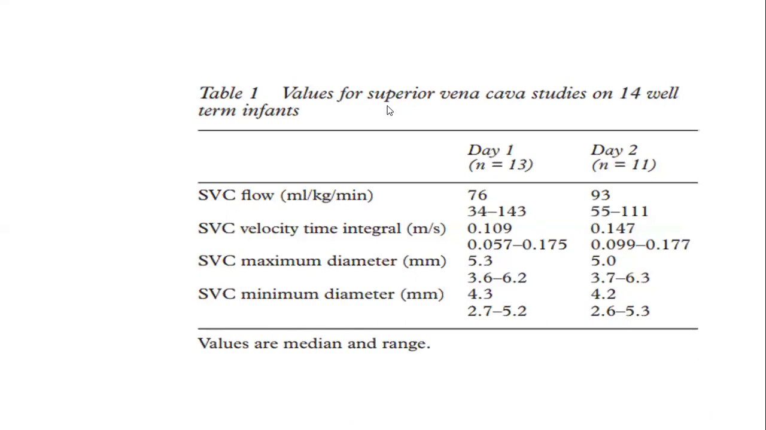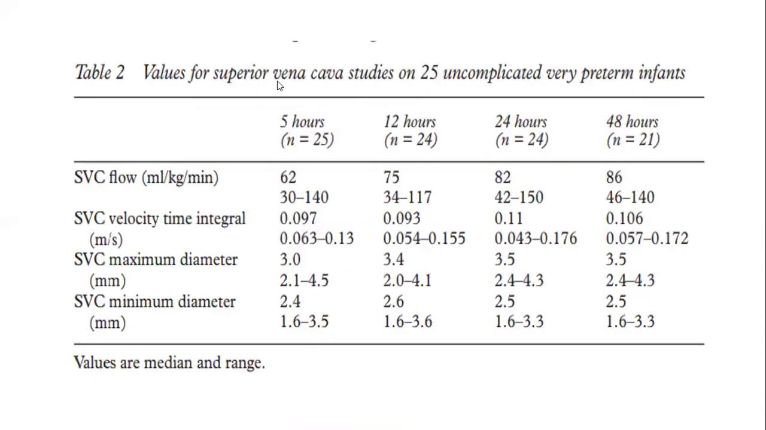In studies, they have found the normal values on day one. On day two, they found the SVC flow is 93 ml per kg per minute. These are the SVC parameters they mentioned in the table, and also the values for the 25 uncomplicated very preterm babies. SVC flow at 5 hours is 62, then at 12 hours 75, at 24 hours 82 and 86. We can see the slowly increasing trend of SVC flow over 48 hours.